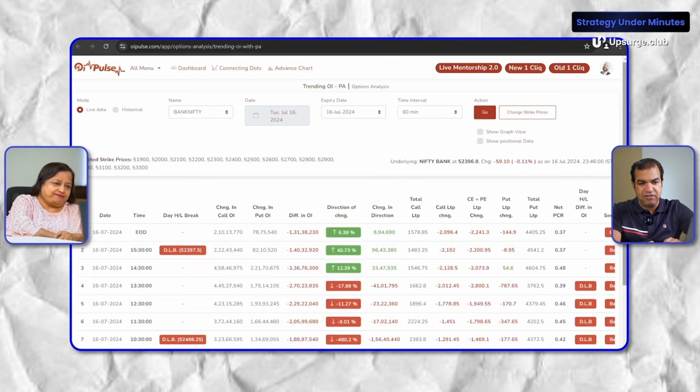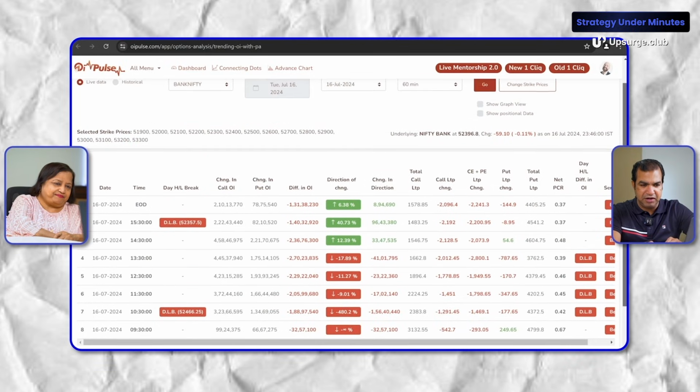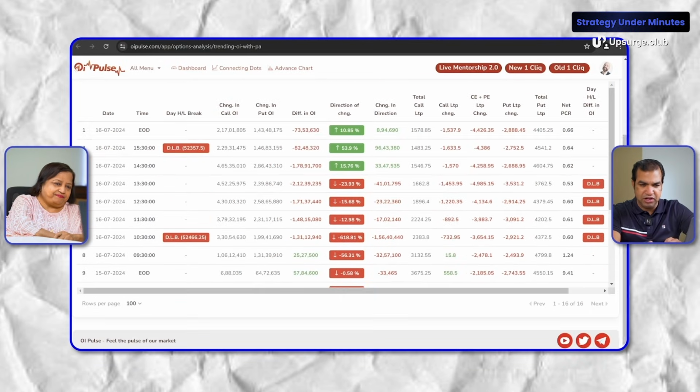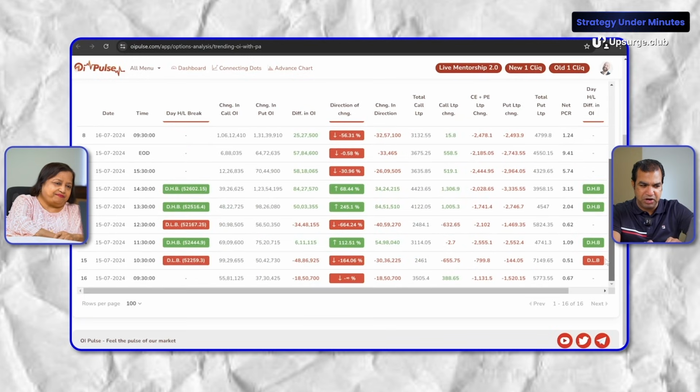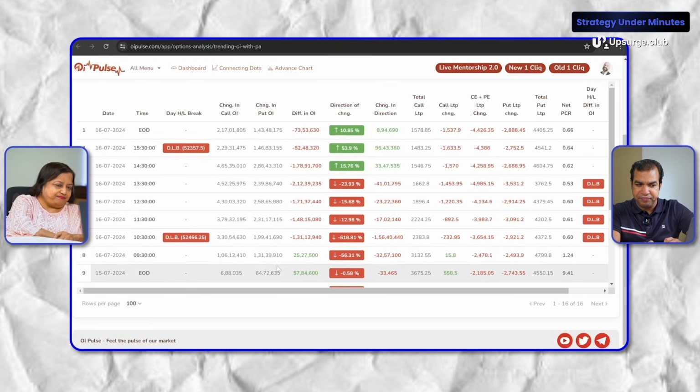This is the data for yesterday on the trending OI. We are showing it in a 60-minute time frame. I'll just show you 2 days of positional data as well, so that you will get to know how things played out one day before and after that. This is on the expiry day.